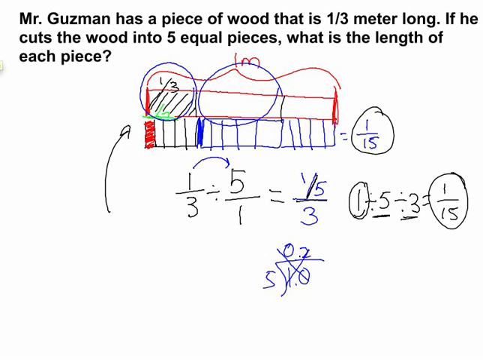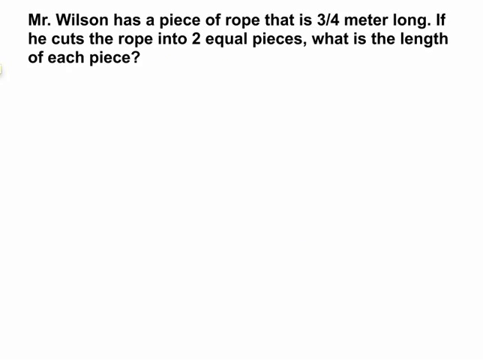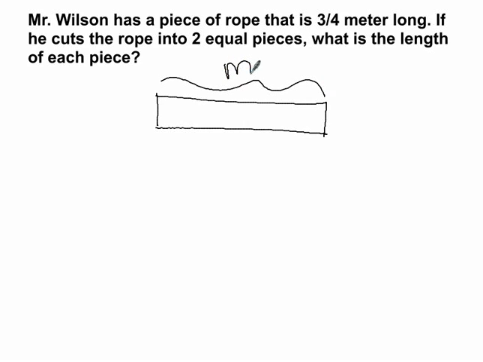I knew I had another problem there. Okay, we did Mr. Guzman. Let's try Mr. Wilson. Mr. Wilson has a piece of rope that is 3/4 meters long. Try to work on this one with me here. If we have a meter, I'm just going to draw out what we have. Let's call this whole thing a meter. And he has a piece of rope that's 3/4 of a meter.